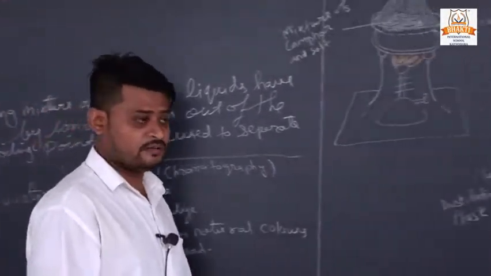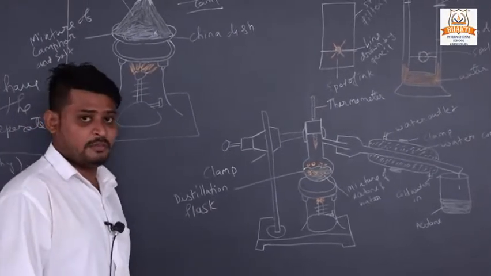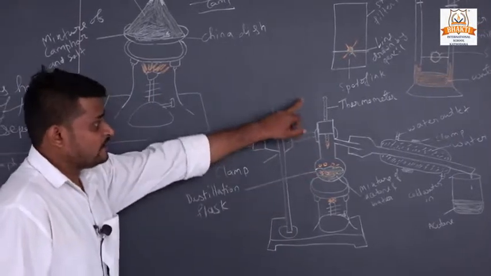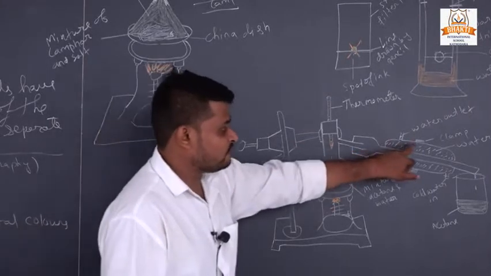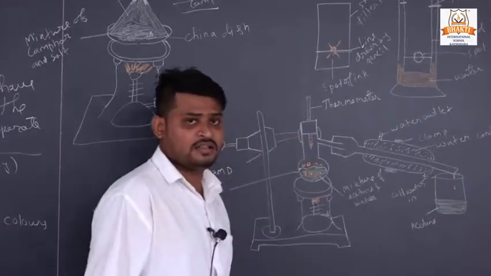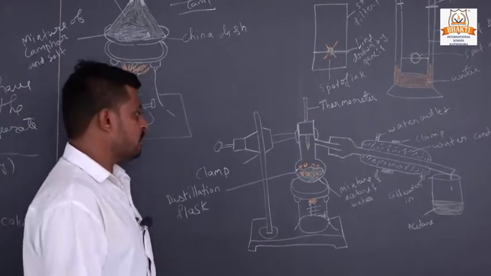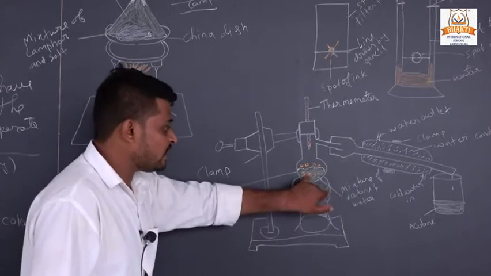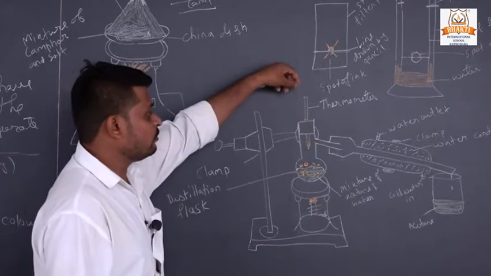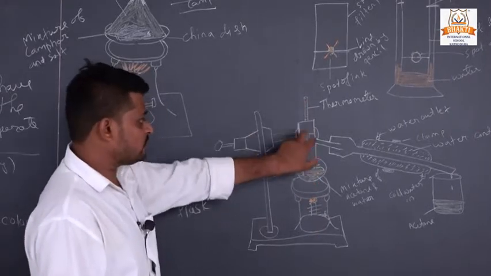Let's see an example of an activity based on distillation. The material we have taken here is a stand, a clamp, a distillation flask, a thermometer, a burner, a water condenser, and a funnel. First we put a mixture of acetone and water in the distillation flask, close it, and put a thermometer on the flask. See here, it was put here.